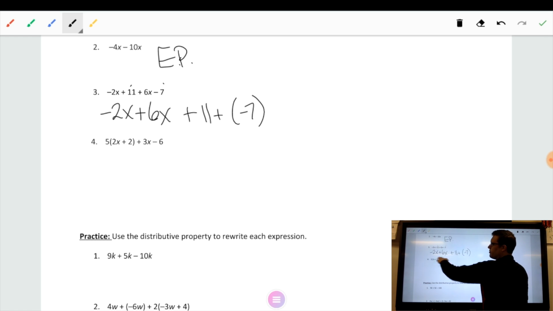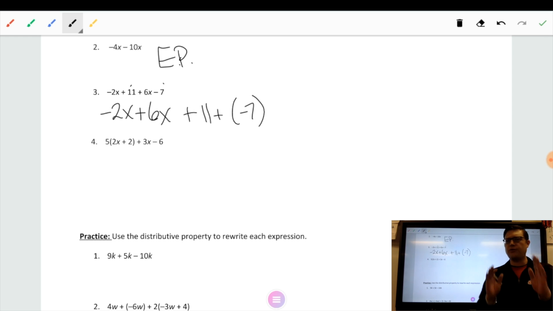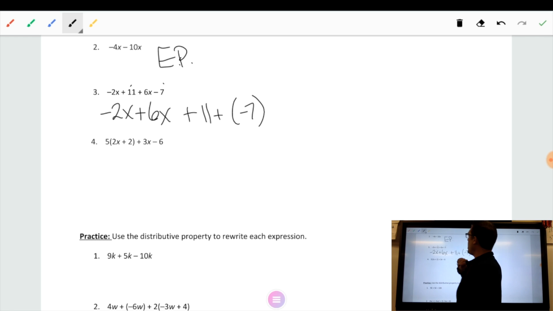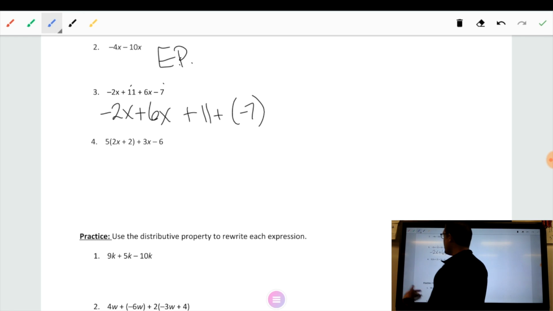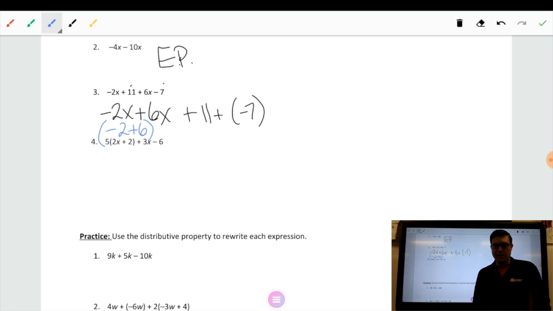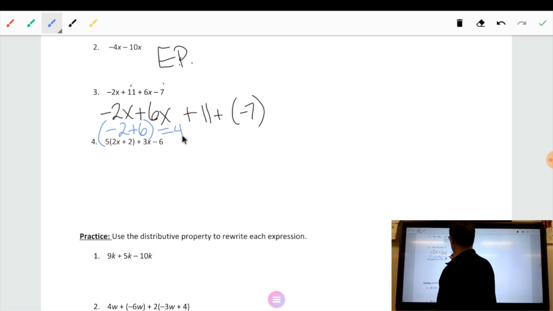So I could maybe even rearrange this. But the thing is, I already saw what the answer is. I saw that the answer is 4x plus 4 just by breaking everything out and then cleverly combining things together. So if I break everything out, I guess I can do negative 2 plus 6 and get that answer. That is, take away 2, add 6, the answer is 4.